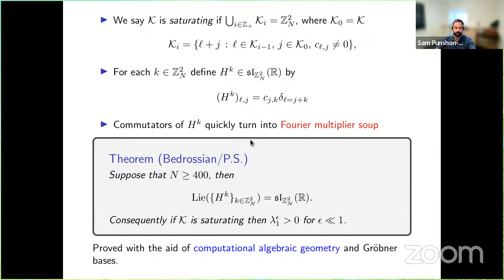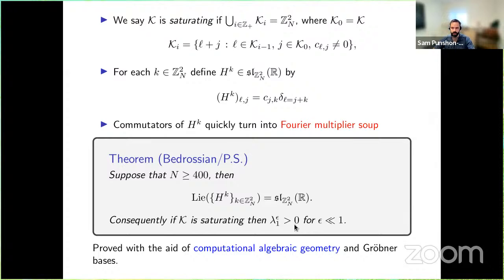However, if you give up trying to do it by hand, there are ways to use computational algebraic geometry and Gröbner bases to show that this actually works. So we have the following theorem. This is just with Jacob and I, that if you take n big enough, and it's arbitrarily large, as long as it's bigger than 400, say, and it can be a bit smaller than that, then the Lie algebra generated by these matrices is actually equal to SL_N. And therefore, if you have a saturating set for 2D Navier-Stokes, Galerkin Navier-Stokes, you have a positive Lyapunov exponent.